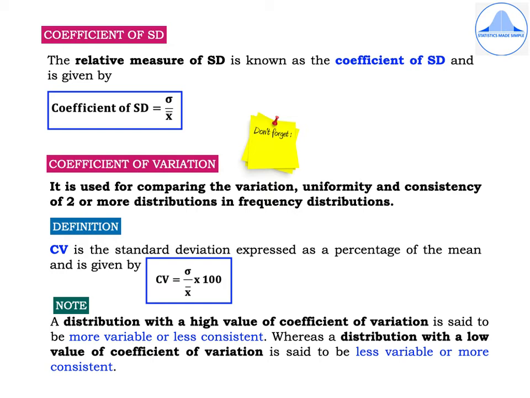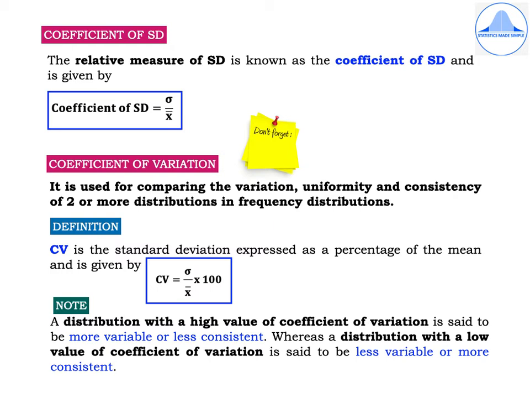CV is the standard deviation expressed as a percentage of the mean and is given by CV equal to sigma divided by x bar into 100, because the standard deviation is expressed as a percentage of the mean. So CV is sigma divided by x bar into 100. There's only a slight difference between coefficient of standard deviation and coefficient of variation.